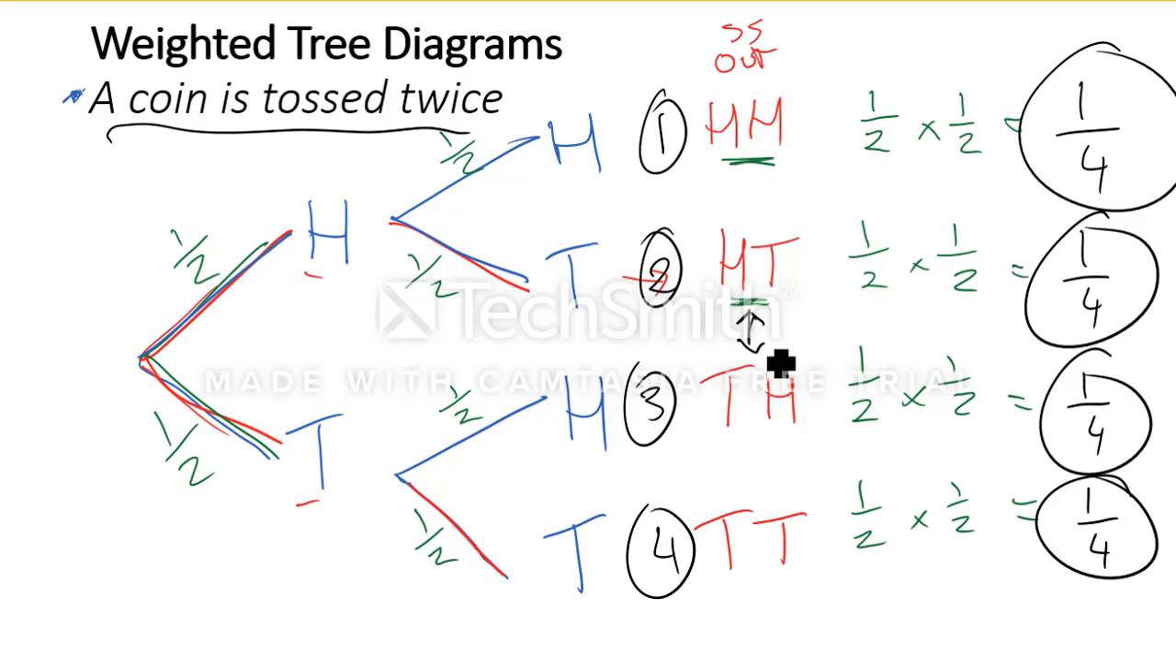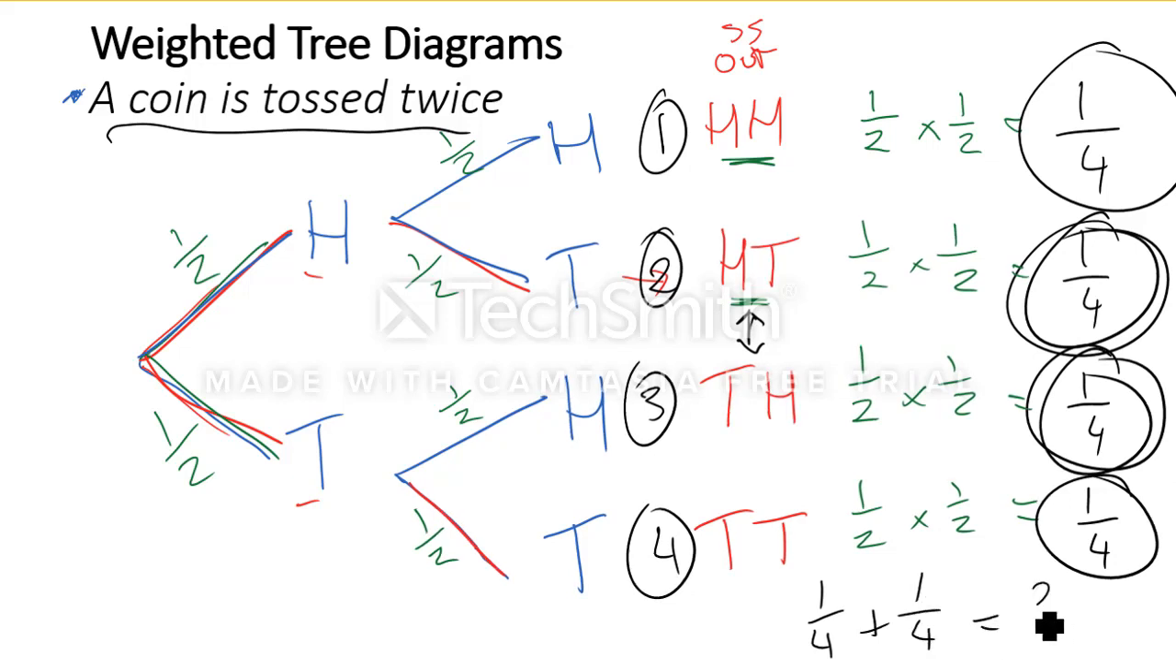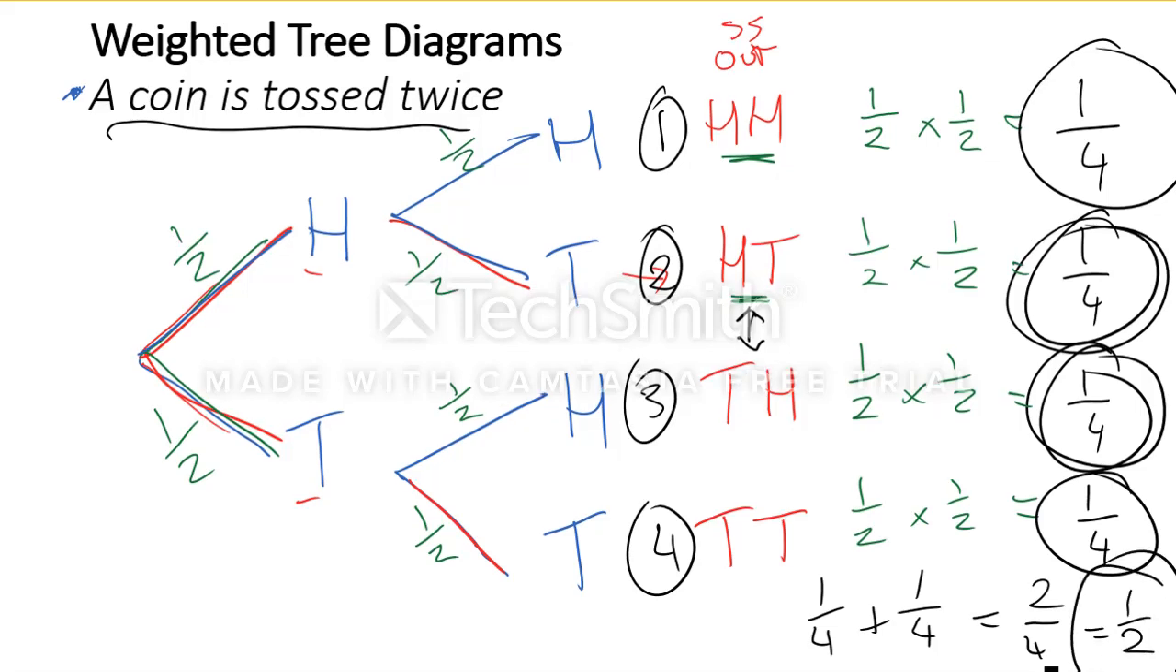If we're asked a question like, what's the probability of tossing 2 coins and getting 1 head and 1 tail, then we'd have to add those 2 probabilities together. And that, of course, equals 2 over 4, which equals a half. So the probability of getting 1 tail and 1 head in this situation is a half.